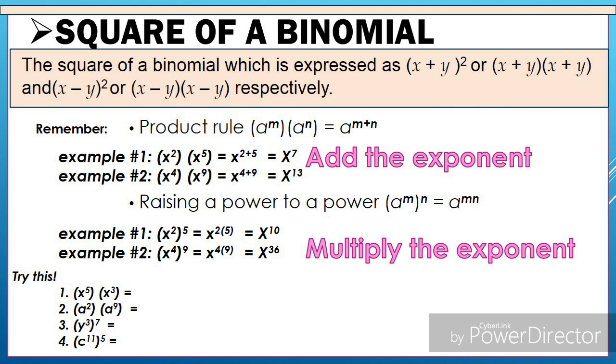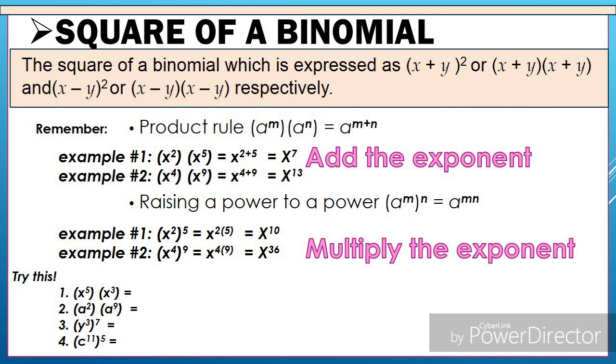Okay, bago muna tayo magpatuloy, i-recall muna natin yung laws of exponent na product rule and raising a power to a power. Okay, so product rule, we have the quantity of a raised to m times a raised to n, it is equal to a raised to m plus n. So, our exponent here is m and n. So, ang ginawa natin sa exponent is we add the exponent.